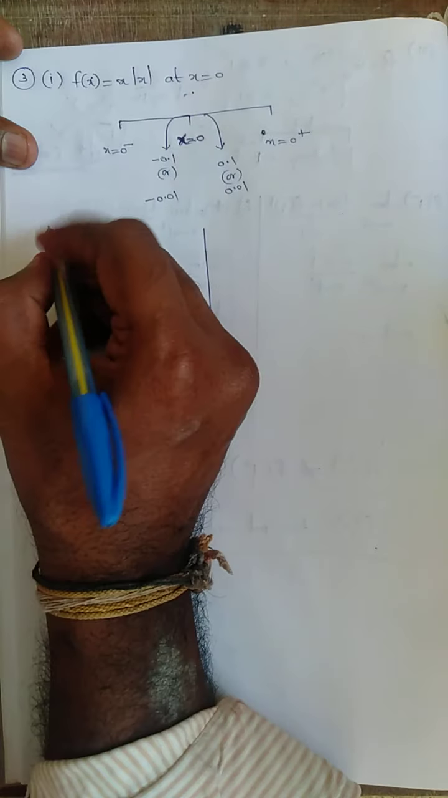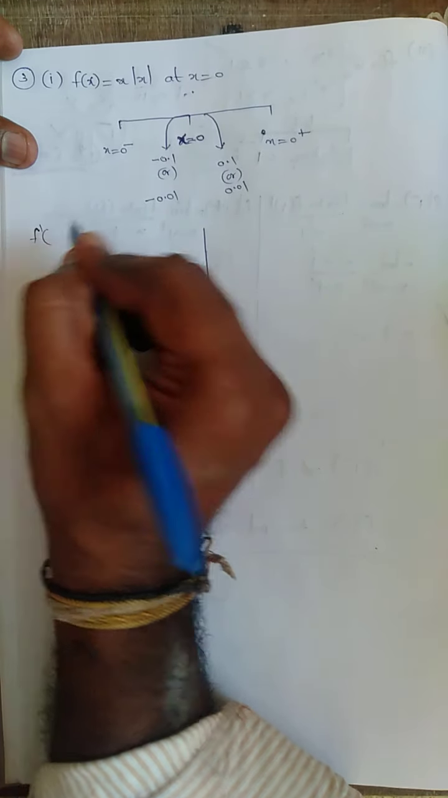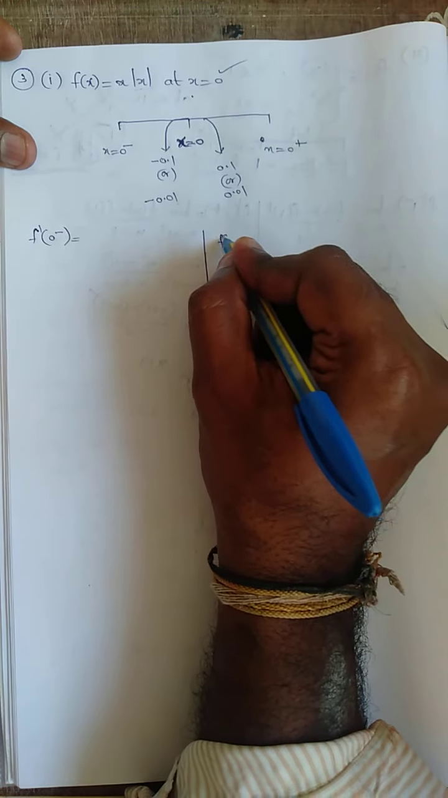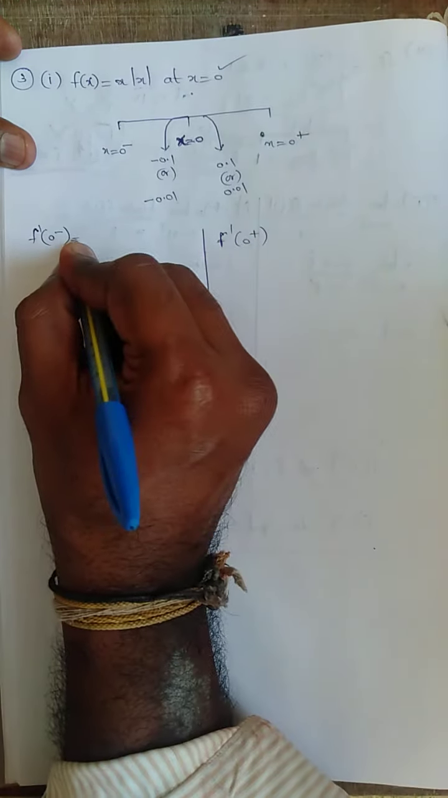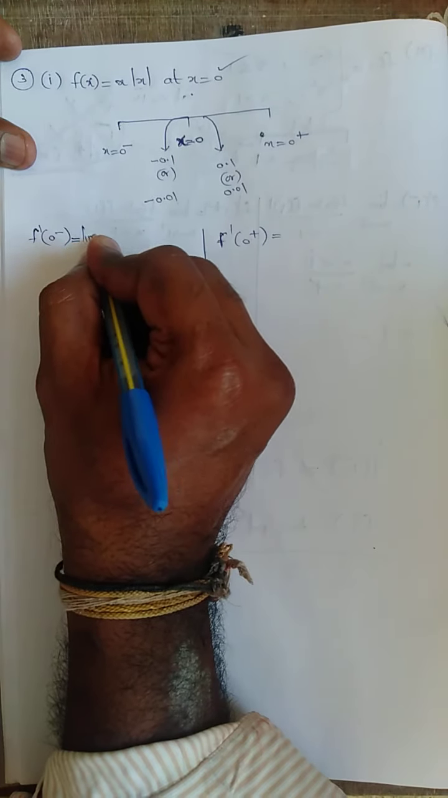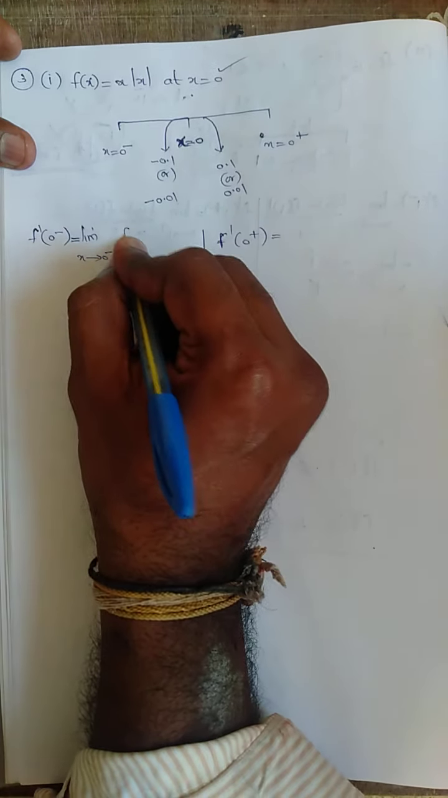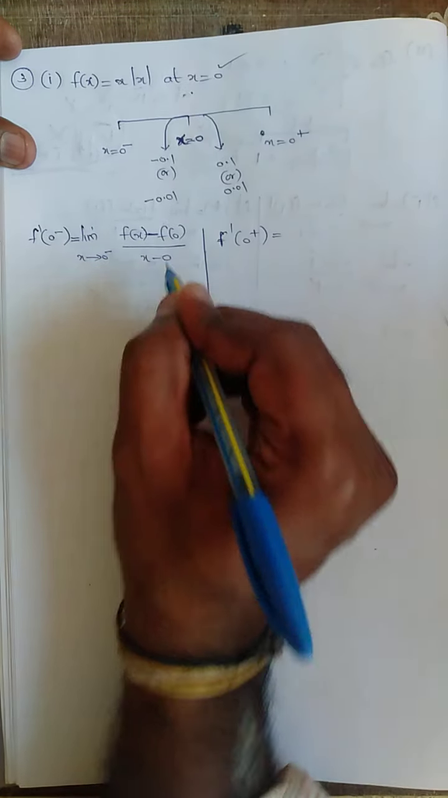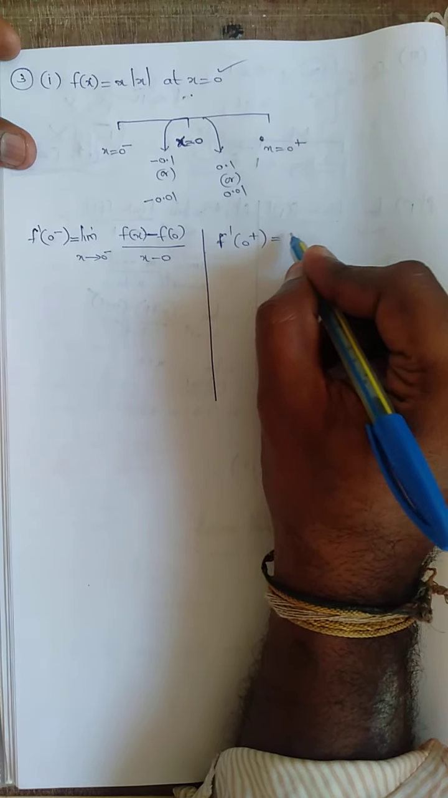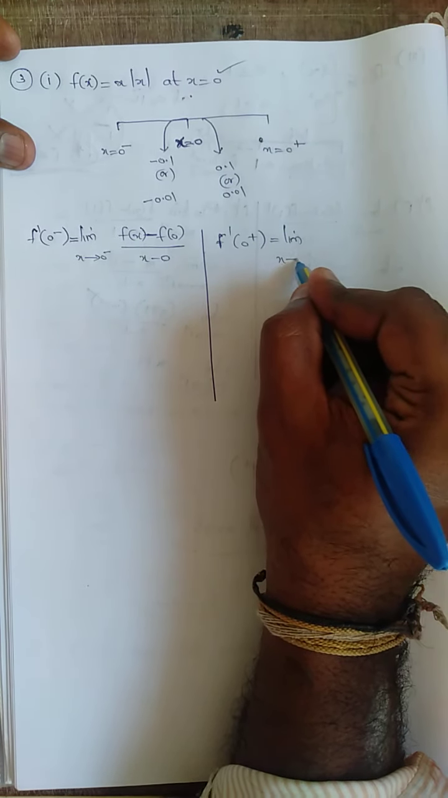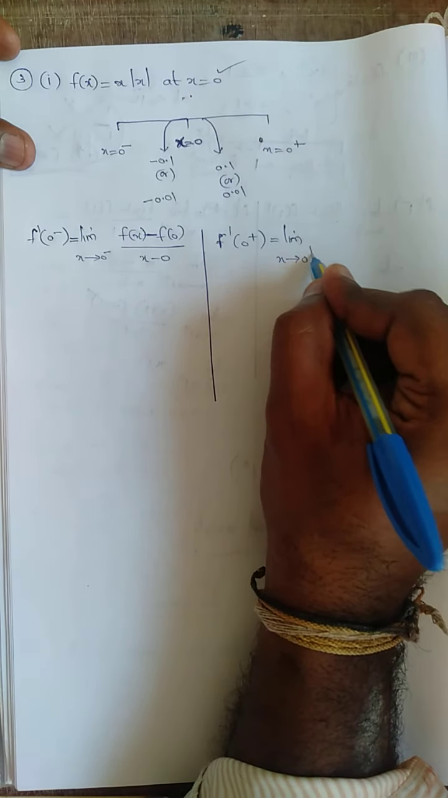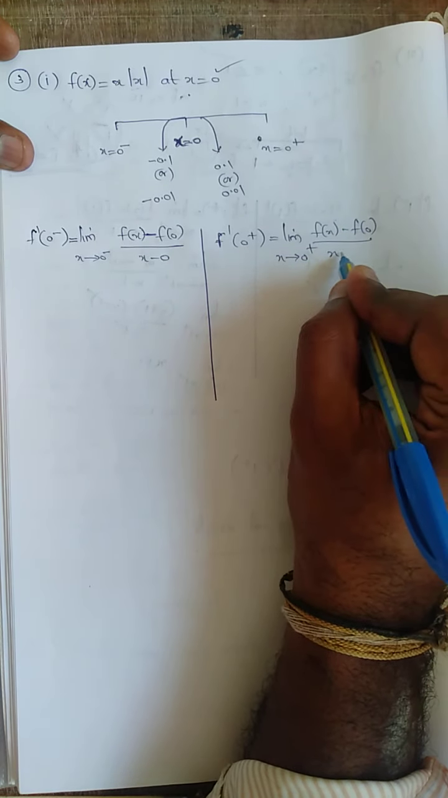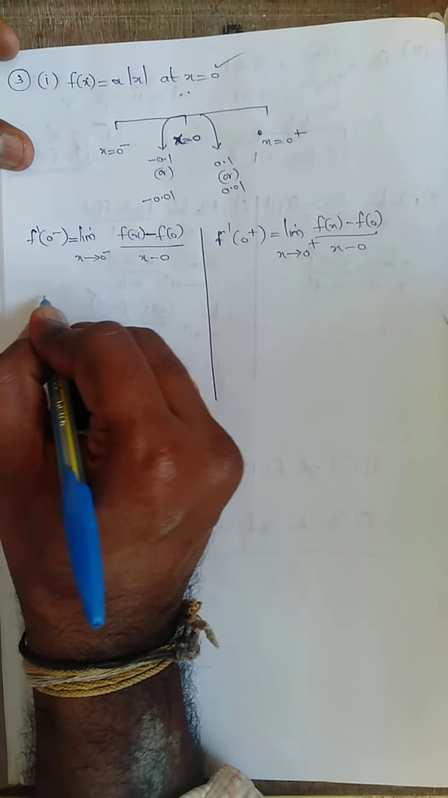So, first apply the left hand limit. What is the left hand value? f dash of 0 minus, left hand. For the right hand limit, f dash of 0 plus is equal to limit x tends to 0 plus of f of x minus f of 0 divided by x minus 0. The same formula here, but only the limit changes. That's all. Now apply the value.